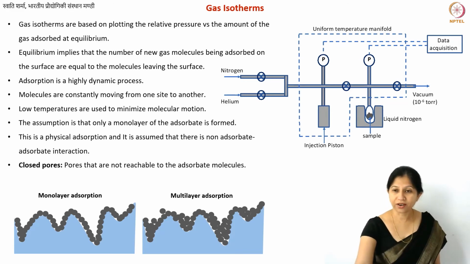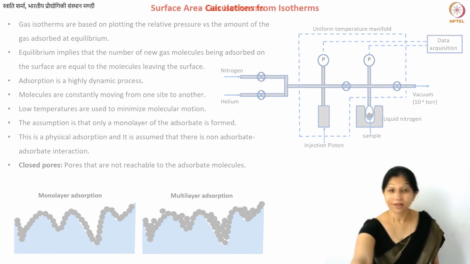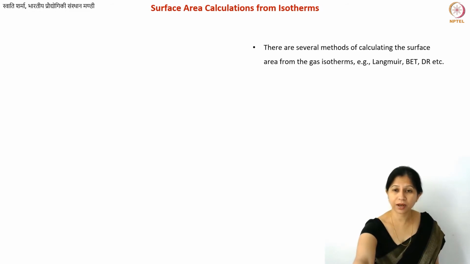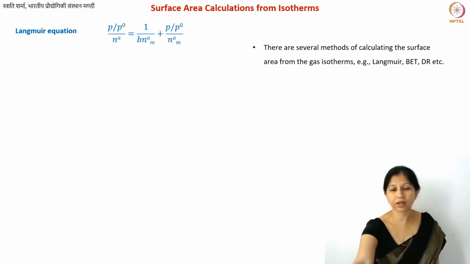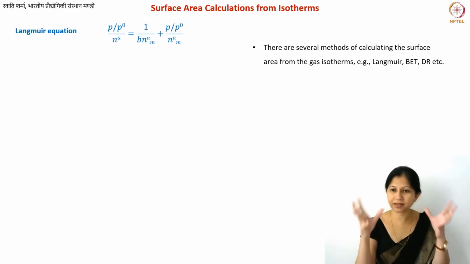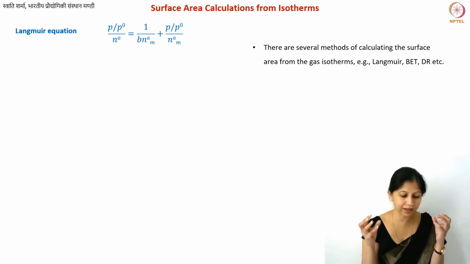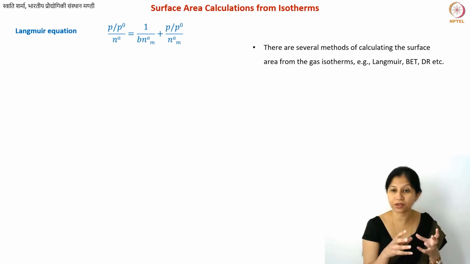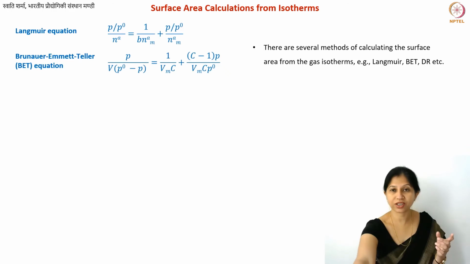Closed course I already described on the previous slide. So how do we now calculate the surface area from these isotherms? Isotherms are some sort of plots, and now you need to get the values of your surface area. You know that we are plotting pressure, so you're going to have some pressure terms when you want to calculate the area from the isotherms. There are several calculation methods, and I have written 3 equations here.